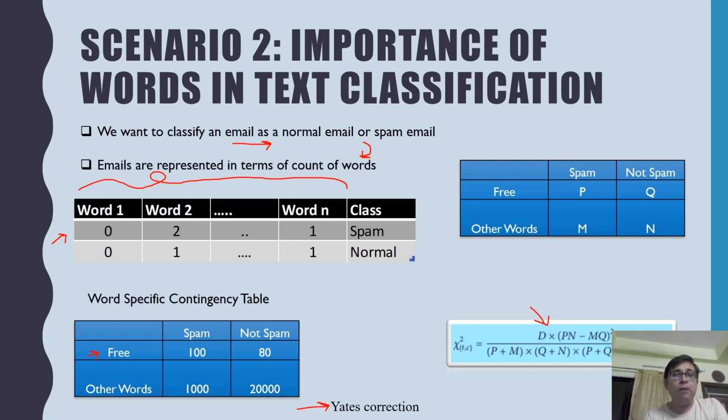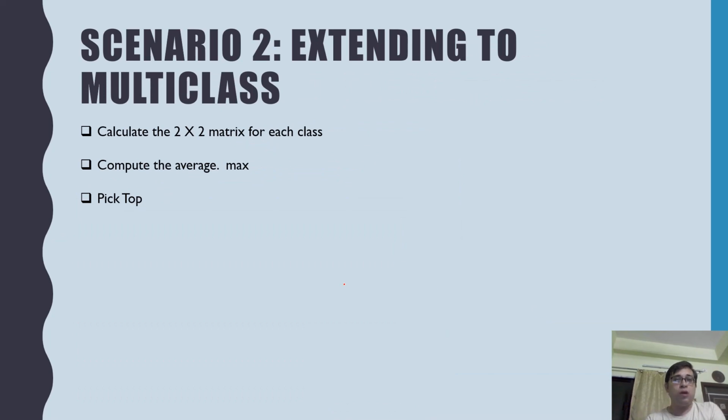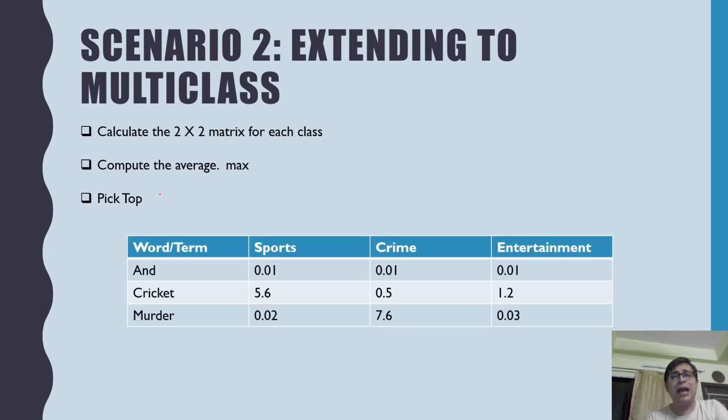Okay. So now what can be done is that these chi-square values can be found out for the words, and you can find out important words based on the value of the chi-square. The higher the value of the chi-square, the more important they are. How do I take this to multi-class? One alternative is that we calculate a 2 by 2 matrix for each class, and then either compute the average of the chi-square or the maximum of the chi-square, and then we pick the top words. So basically, I can have a table like this.